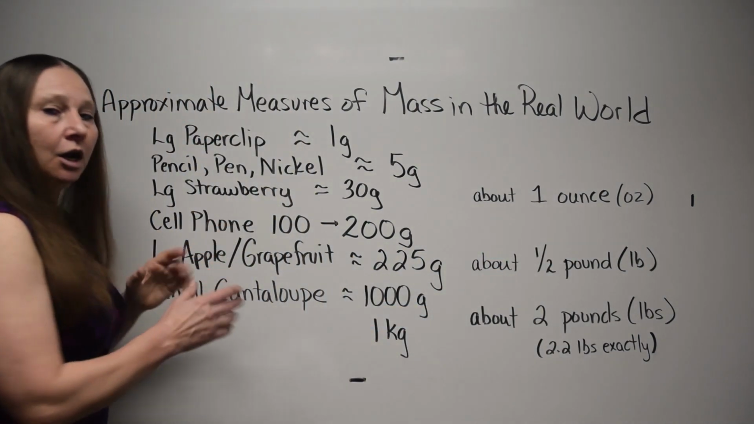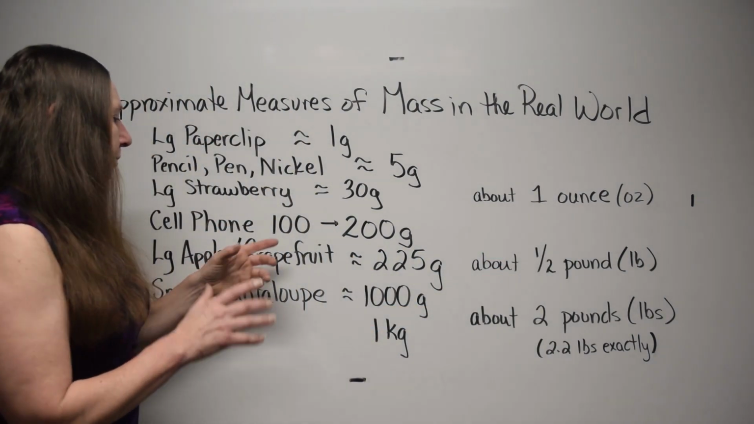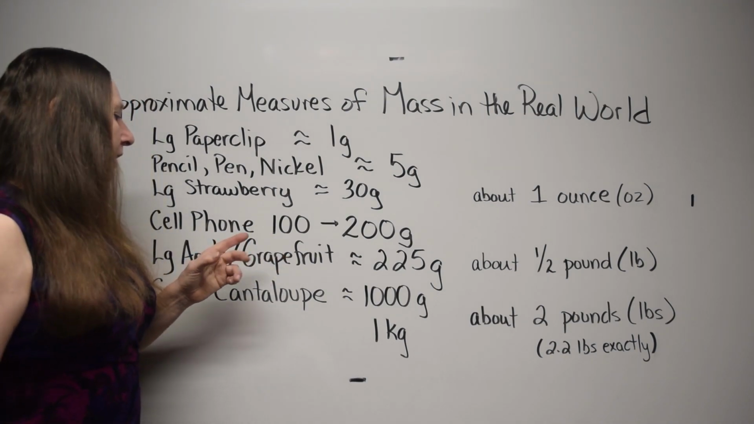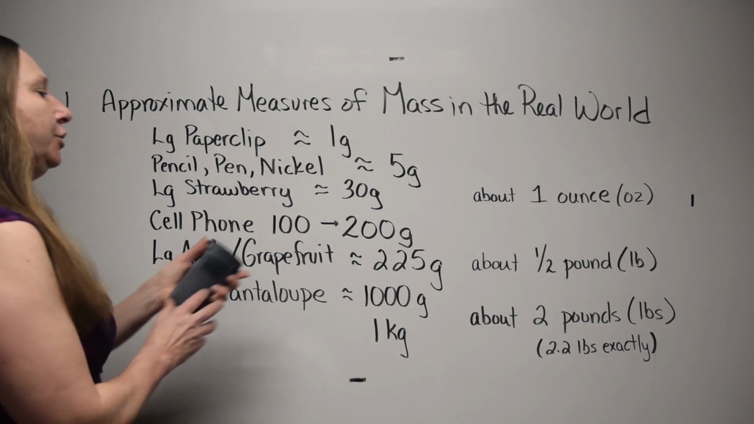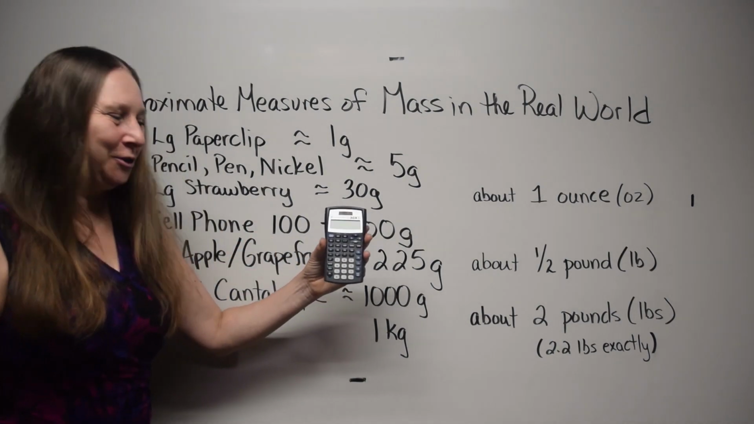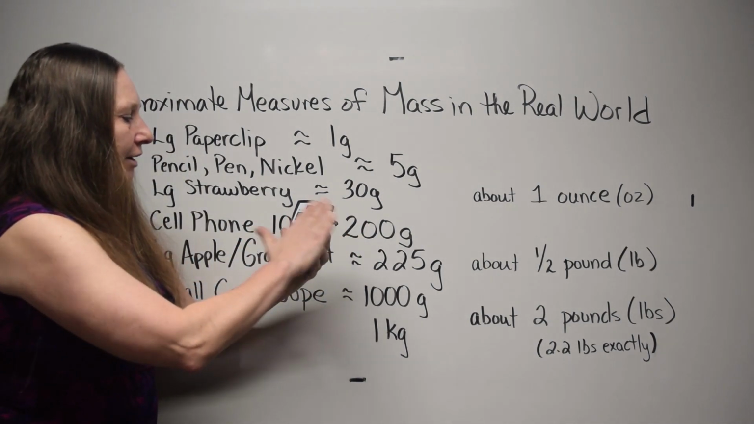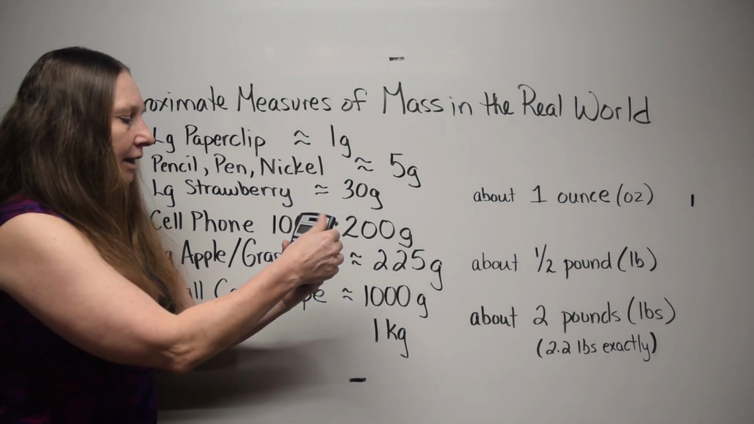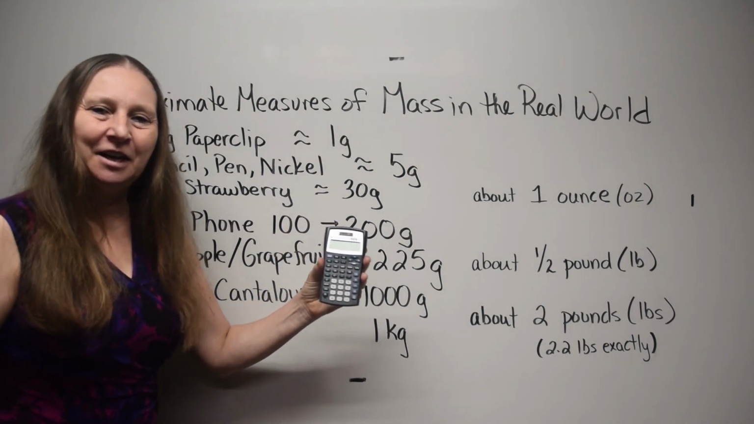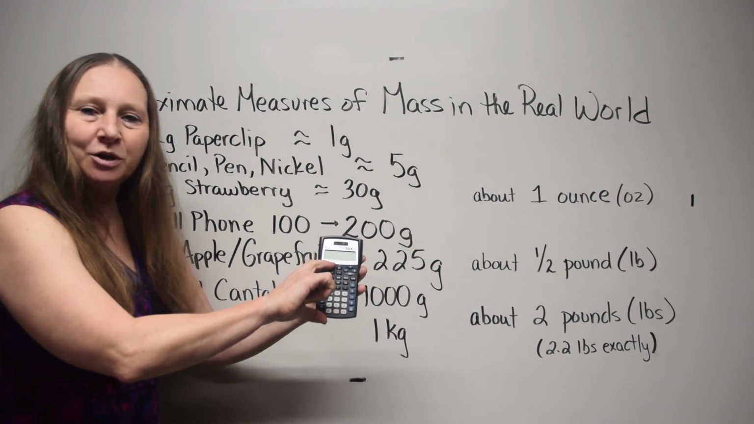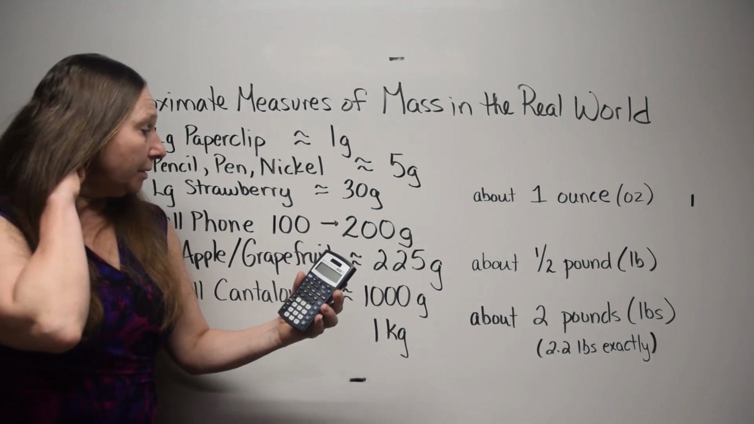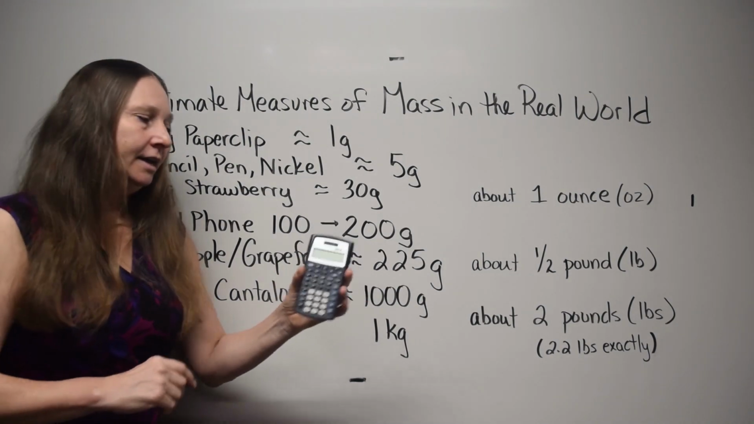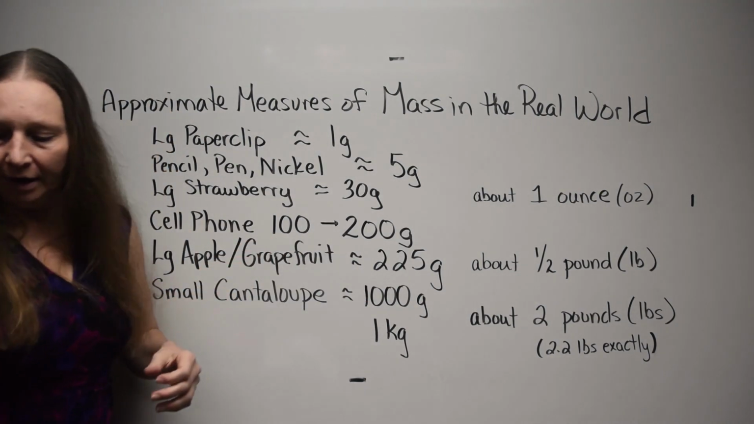A cell phone, a small cell phone, would be about 100 grams. Also a regular handheld calculator. Now these will probably be obsolete very soon, but this is a small handheld calculator. I should say a medium-sized handheld calculator. They make little cheap ones for the dollar store that are even smaller than this. But a small cell phone or a handheld calculator, about 100 grams.